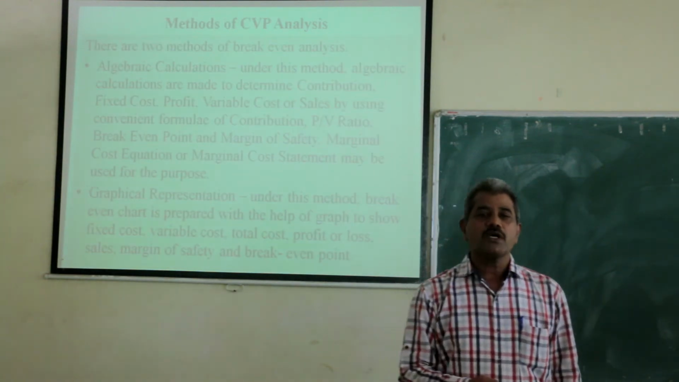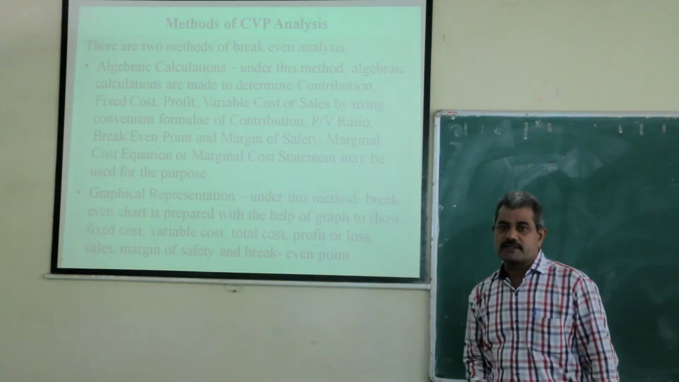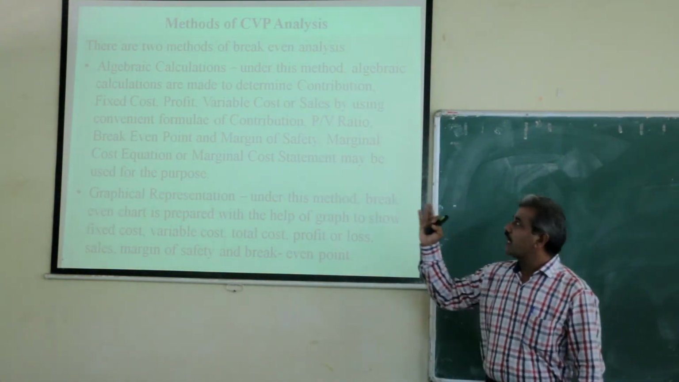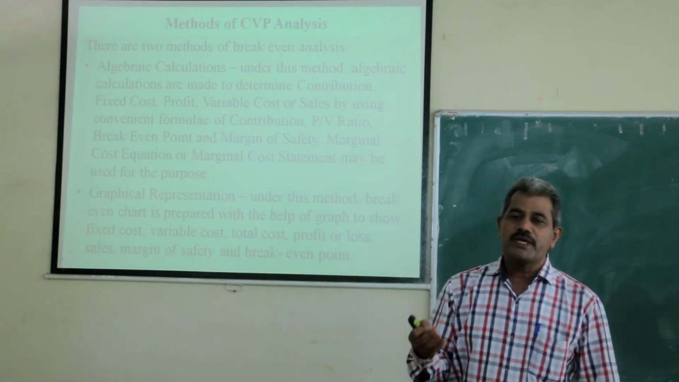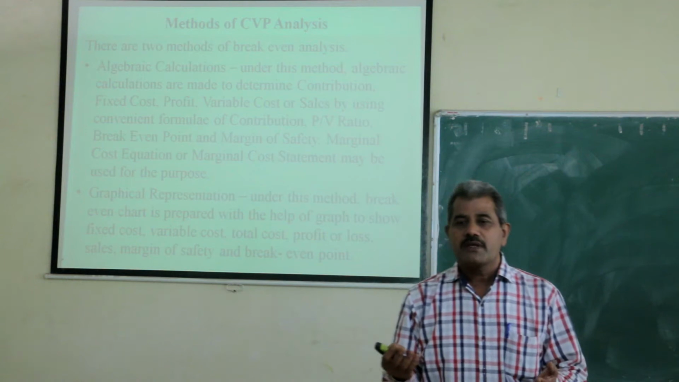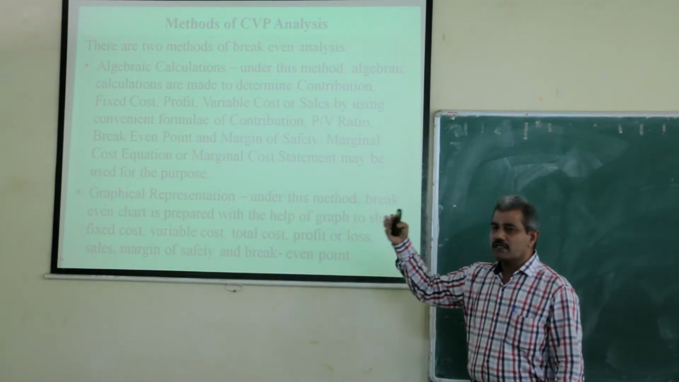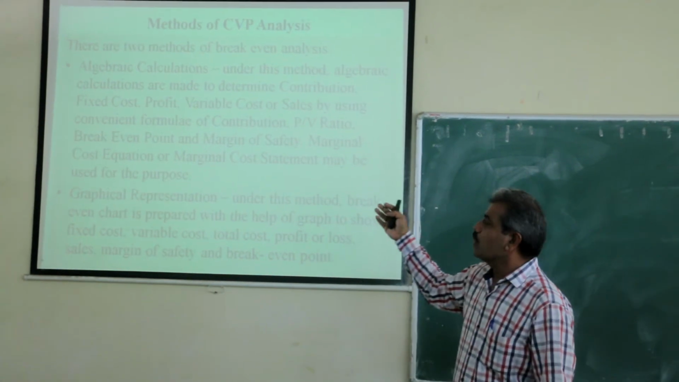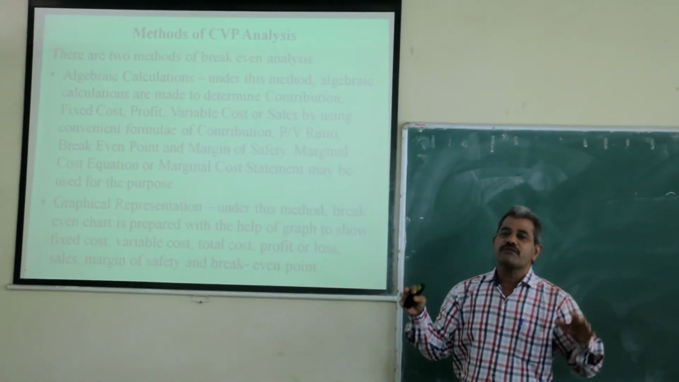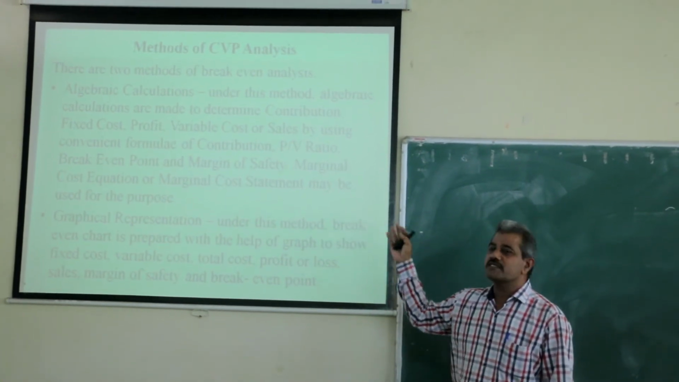There are two methods of CVP analysis. One is algebraic calculation, which we have seen in the first part. When we calculate algebraically, using numbers, the break-even point, PV ratio, contribution and margin of safety, using formulas and calculations, that is called the algebraic calculation method.